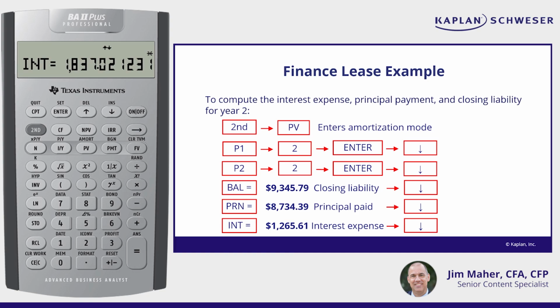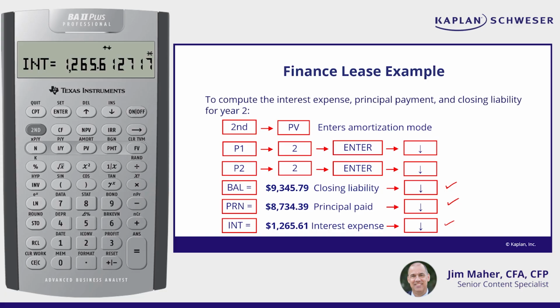All right, let's go ahead and take a look at this now for year number 2. So once again, we want to jump back and make sure we are in the right mode. Second, present value. There we go, P1. So now we look at period number 2. So press enter, scroll down. You're going to hit enter again here. Make sure it's on the 2. Scroll down, and voila, there is our new balance of $9,345.79. And once again, we're going to use our down arrow on our calculator to come up with $8,734.39 for our principal paid in year 2. And then we go here to $1,265.61 for our interest expense in year 2.